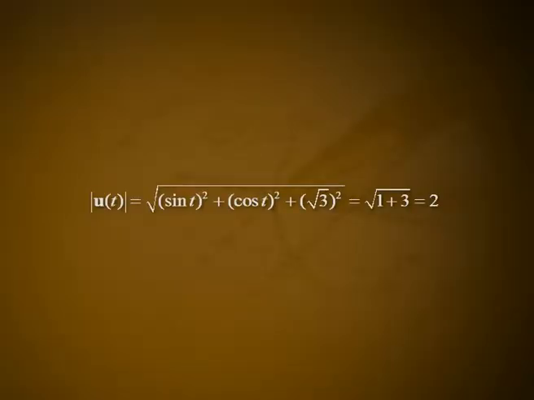Example, show that u of t is equal to sin t i plus cos t j plus root 3 k has constant length and is orthogonal to its derivative. Solution, u of t is equal to sin t i plus cos t j plus root 3 k and mod u of t is equal to square root of sin t the whole square plus cos t the whole square plus root 3 whole square is equal to square root of 1 plus 3 is equal to 2. Also, du by dt is equal to cos t i minus sin t j and u dot du by dt is equal to sin t cos t minus sin t cos t is equal to 0.